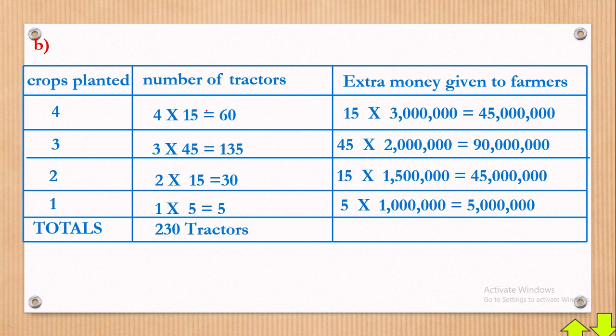That is if you add everything here, you get that. Then here we shall get 185 millions. That is if you add everything here. And I hope that makes some sense.